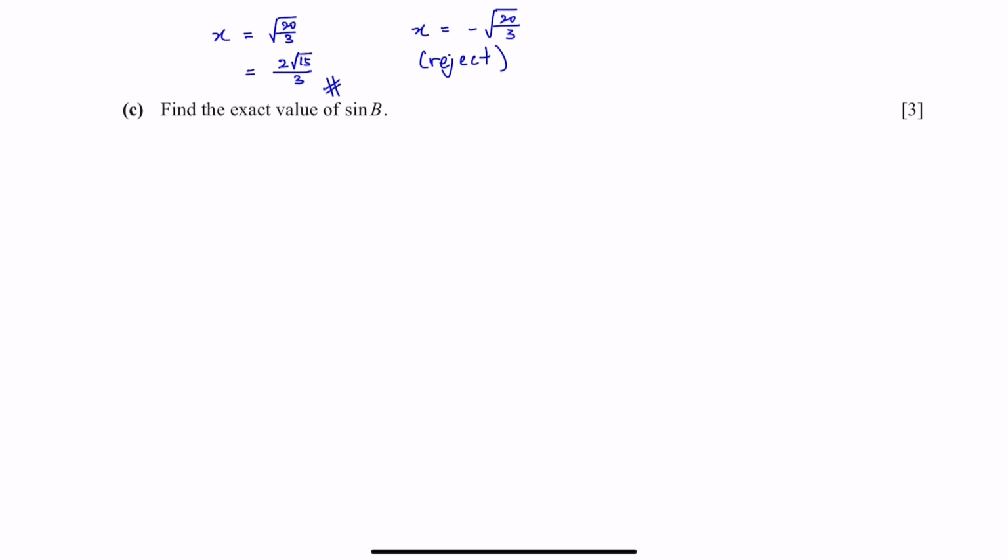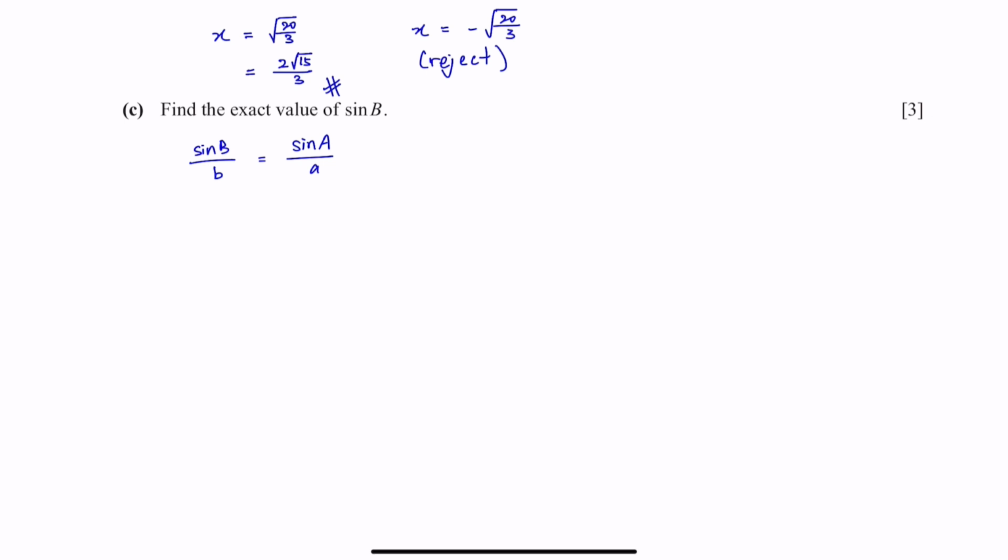Part C. Find the exact value of sine B. So for this one, we can either use the formula for area of the triangle, or we can use sine rule. And since we already used the formula for area of triangle in part A, let's try using the sine rule for part C. So sine rule states that sine B over the length of B equals sine A over the length of A.